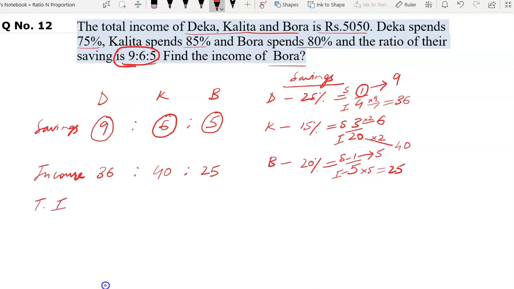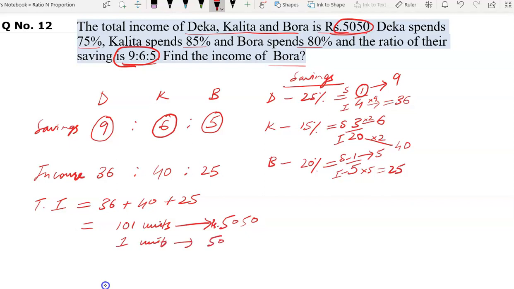Now if we add this, we will get total income. So total income will be 36 plus 40 plus 25 is equal to 101. So 101 units. And in the question, the total income is given as rupees 5050. So 101 units represents rupees 5050. So 1 unit will represent how much? 5050 divided by 101, which is rupees 50.